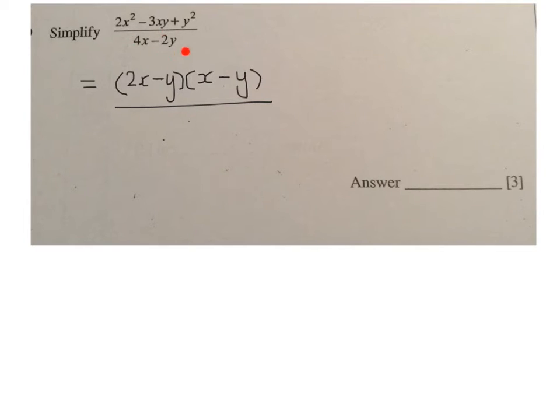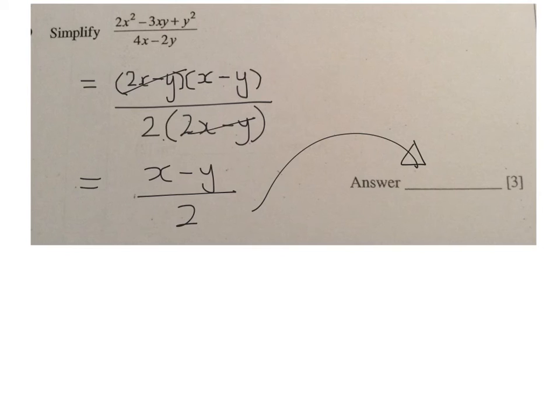We've got a common factor of 2, so we take out a common factor of 2 and we're left with 2x minus y. And you should notice at this point that what we have is a 2x minus y on the top and a 2x minus y on the bottom, so they are a common factor top and bottom that we could divide by. So divide that into the top, divide that into the bottom, and you're left with x minus y on the top all over 2 on the bottom, and that just needs to go into our answer space.